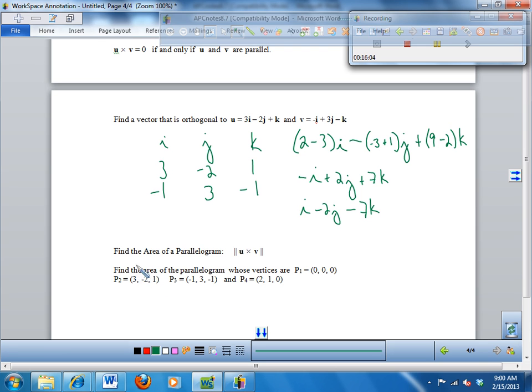Yes, ma'am? 3, because negative 1 times negative 2 is positive 2, but it's always this minus, okay?